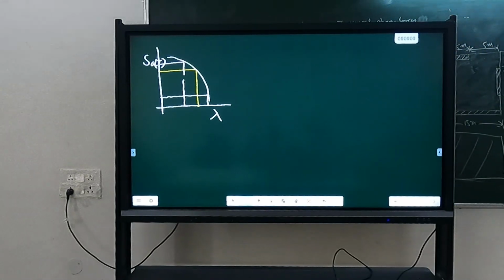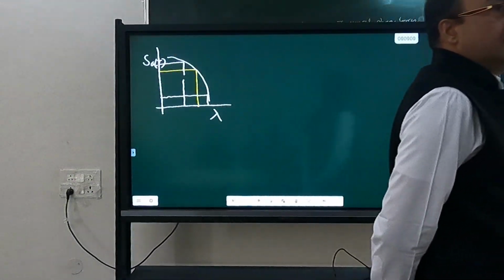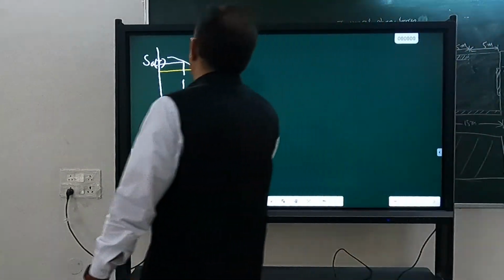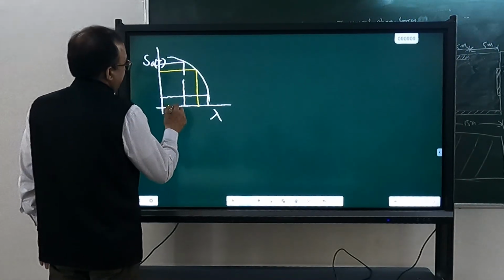So this lambda is the rate of arrival, rate of occurrence, and it is given like 2% in 50 years. So how do we get this curve? No, lambda, x-axis. So you can write here, generally it is per annum.